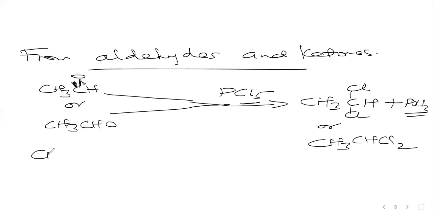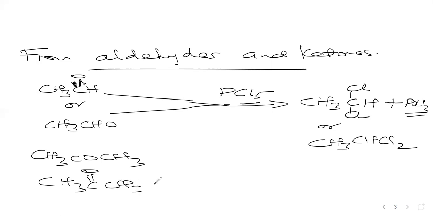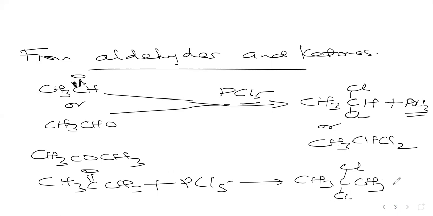I can have another example. If you have a ketone like propanone, which you sometimes write like this, react the ketone with phosphorus pentachloride, you will get a geminal dihalide still. The chlorine atoms are both on the same carbon atom.